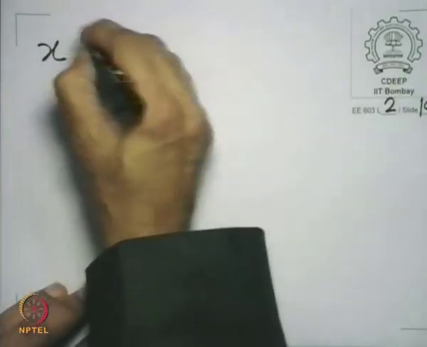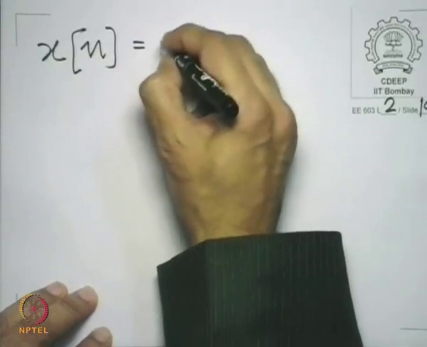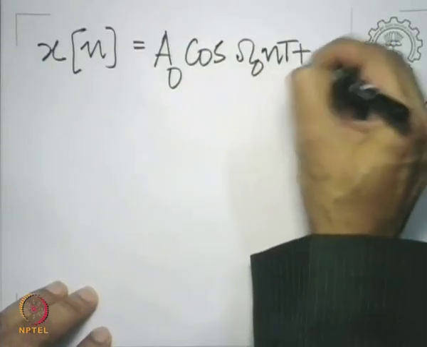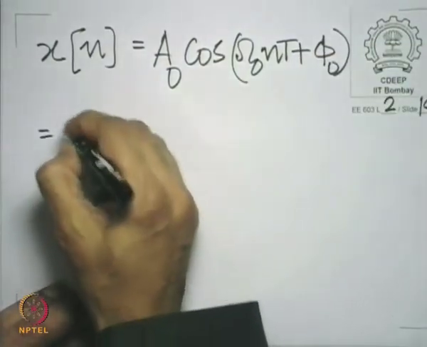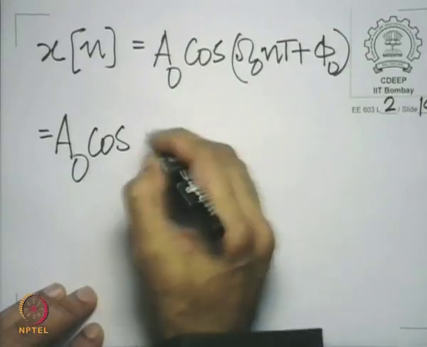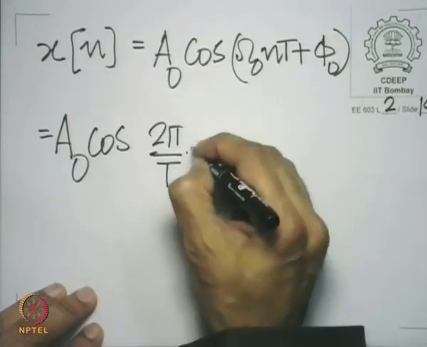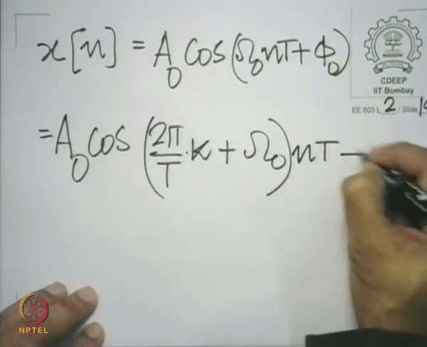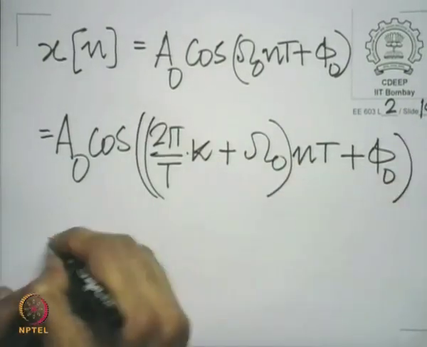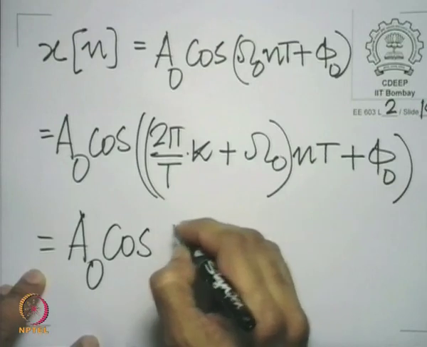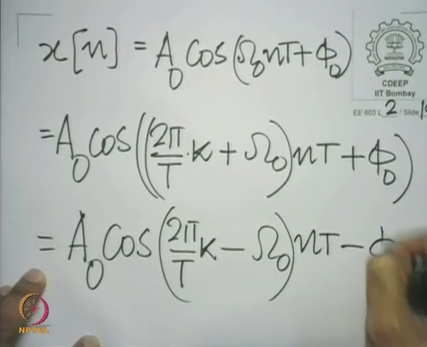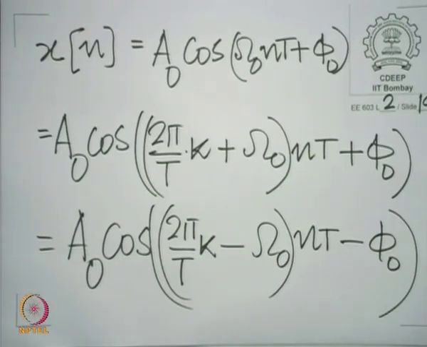I get x[n] is, of course, the obvious a naught cos omega naught nT plus phi naught, which is also equal to a naught cos 2 pi by T times k plus omega naught into nT plus phi naught, and that's also equal to a naught cos 2 pi by T into k minus omega naught nT minus phi naught, all three of them. And now we have a beautiful interpretation that we can work with.